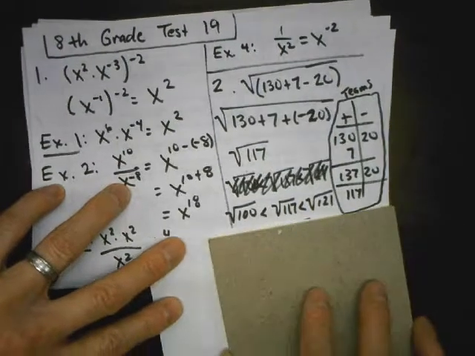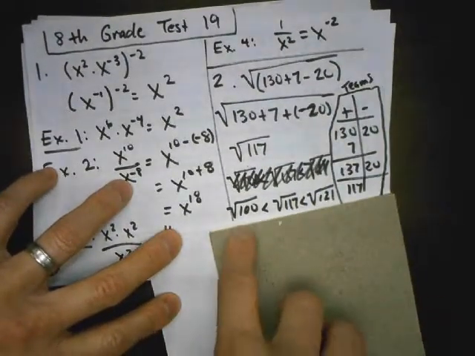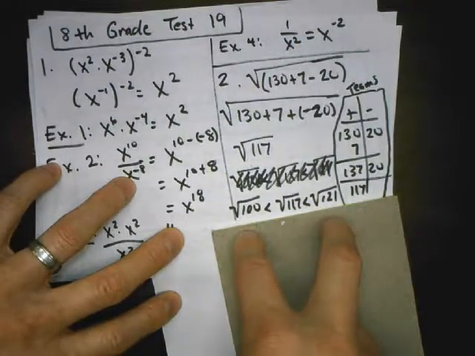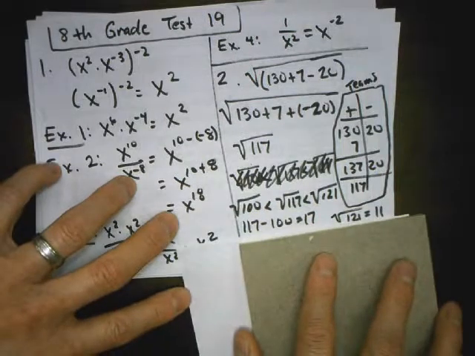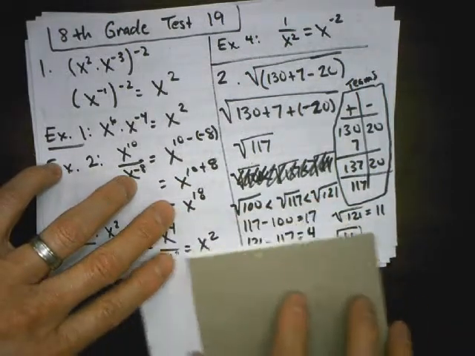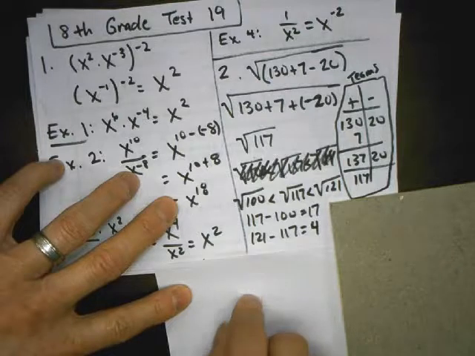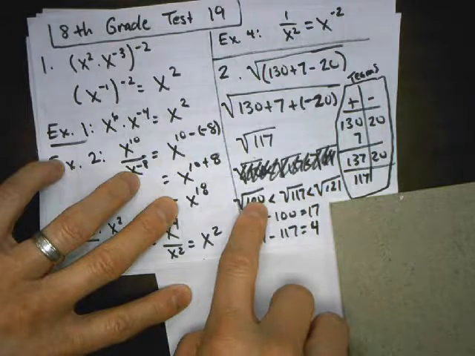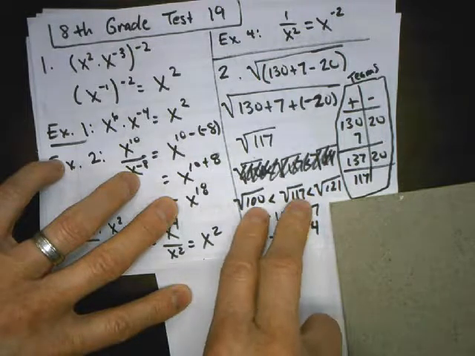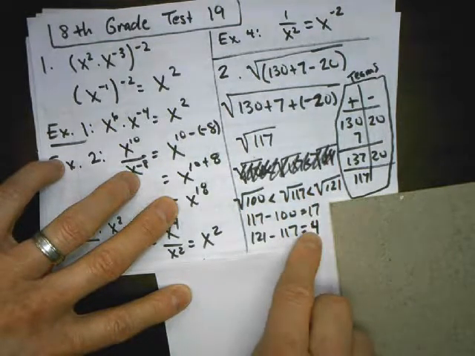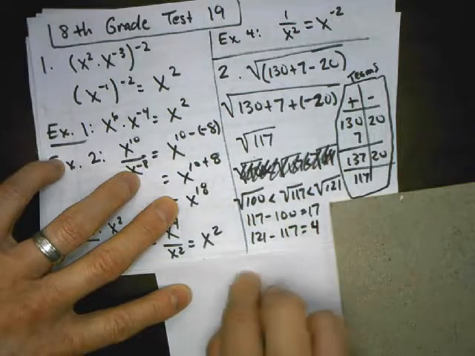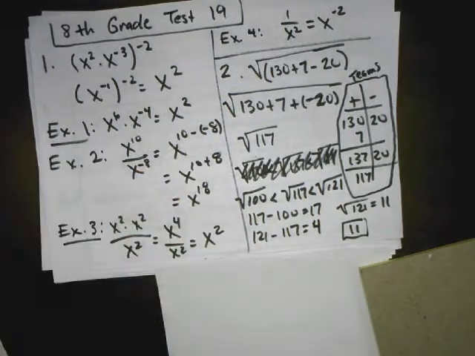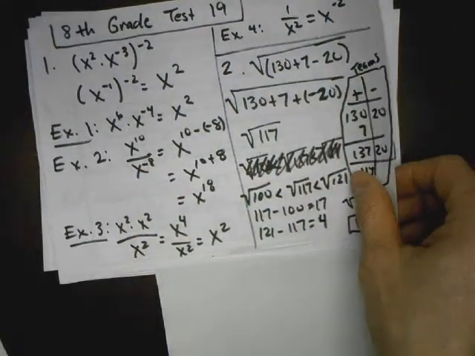So I look at the two perfect squares that surround 117. 10 times 10 is 100, 11 times 11 is 121. So 117 is in between those two perfect squares, which means it's in between 10 and 11. So I got to see which one it's closer to. Is it closer to 10 or is it closer to 11? So I subtract these two. 117 minus 100, it's 17 units away from this perfect square. It is 4 units away from this perfect square. It's closer to this perfect square, which means it's closer to 11, because the square root of 121 is 11. So this is about 11, is what we found.